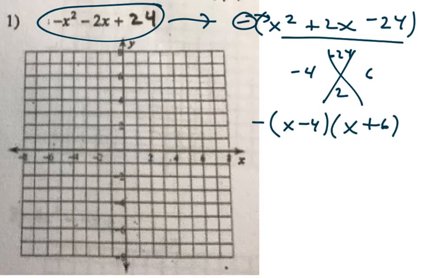Now, why do we want it factored? Because now we know our intercepts. So right there, I know 4 makes it 0. Right there, I know negative 6 makes it 0. So here's what we're going to do. We're now going to plot our zeros. We have a 0 at 4. We have a 0 at negative 6.